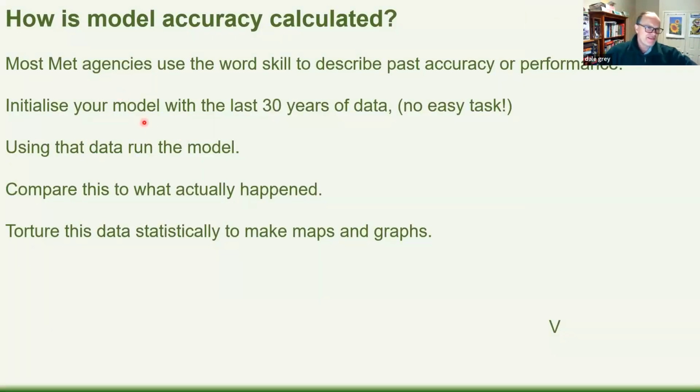So it's really interesting. Lots of different places use different stats. There's no consensus on the way people do this sort of stuff. And they make maps and graphs and, you know, they torture this stuff to see if this model is better than flicking coins. Is it better than chance?